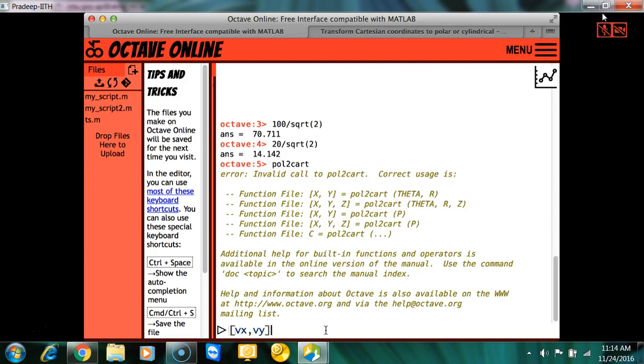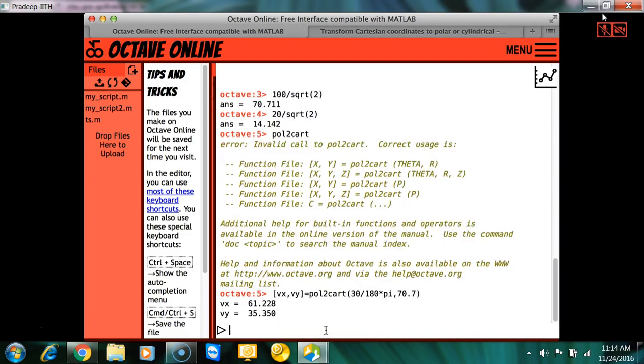Vx, Vy equal to polar form to Cartesian form. Here the theta should be given in radians. So our angle is 30 degrees, so 30 divided by 180 multiplied by pi. This will convert the theta into radians. And then the magnitude is 70.7. So here you are getting x component as 61.228 and y component is 35.35. So I'll write down that one.